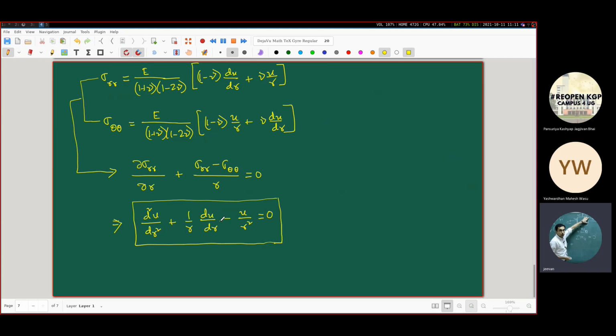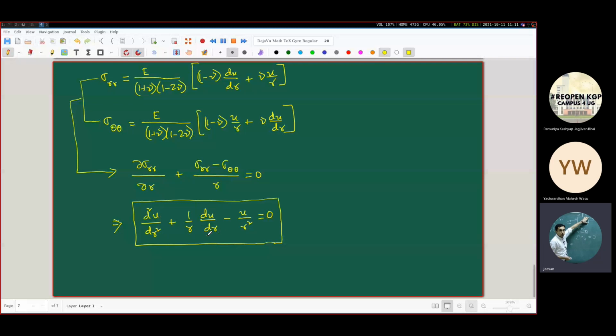But this particular form of equation in the displacement variable u, first of all, you note that this is an ordinary differential equation. The order of this equation is 2 because the highest order derivative appearing in this equation is d square u dr square. The next one is du dr. So the highest order derivative is a second order derivative. So it's a second order equation.